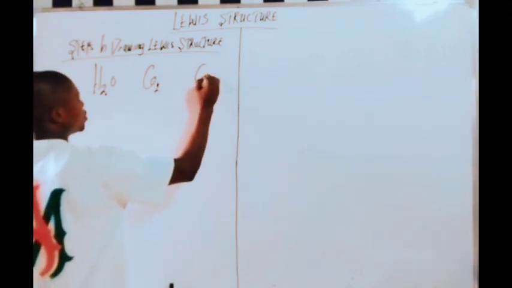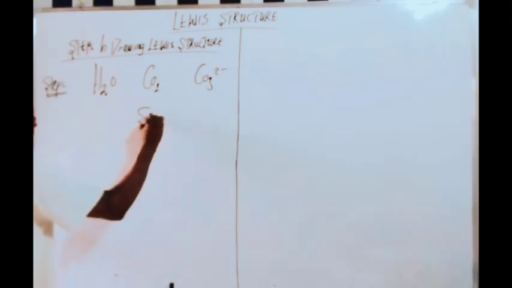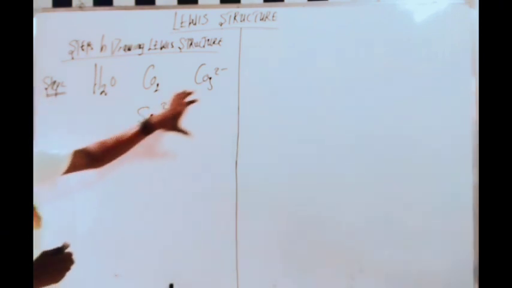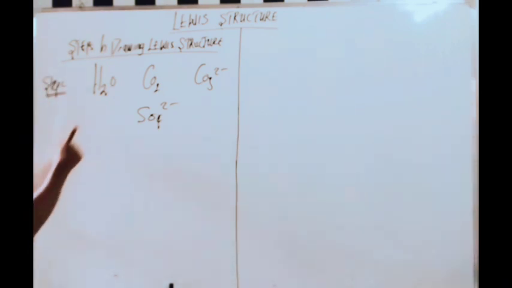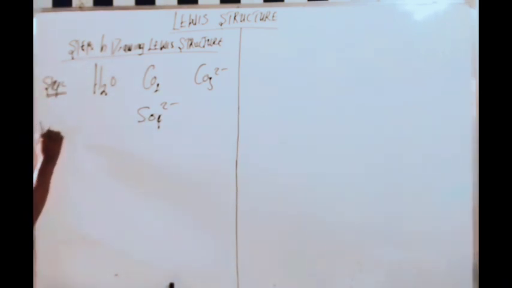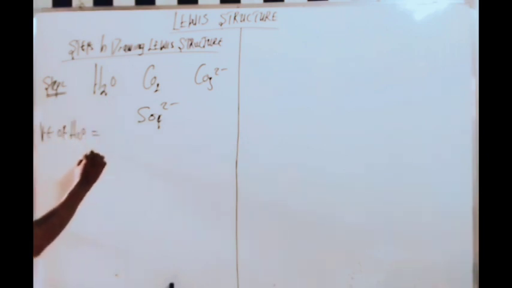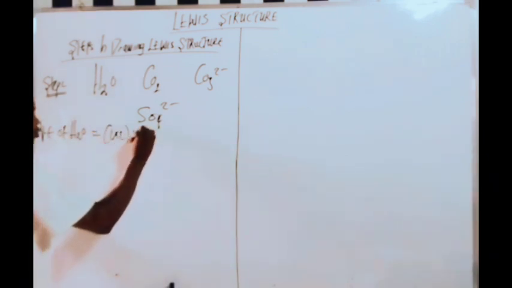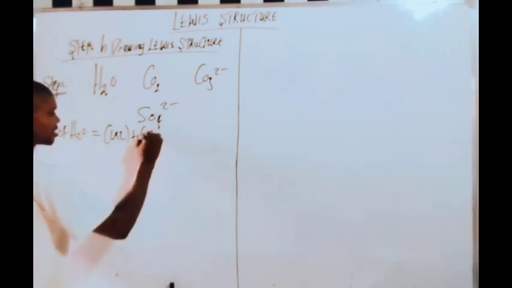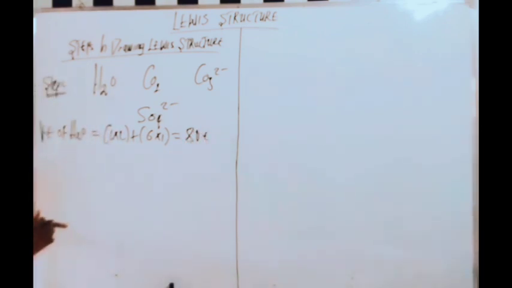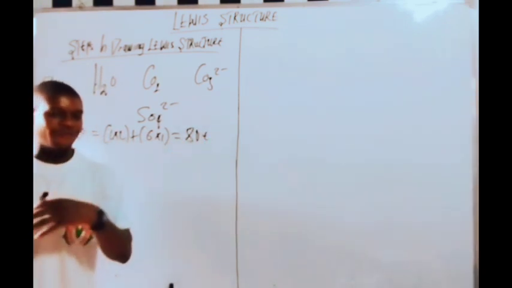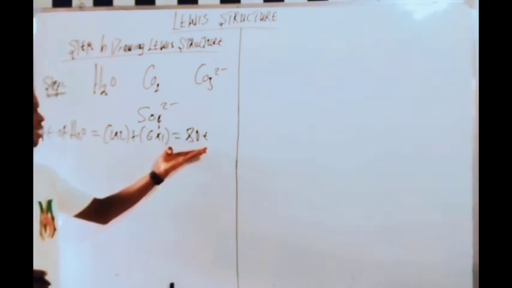So now you want to look at H2O, CO2, CO3 2 minus, and SO4 2 minus. You want to draw the skeleton of all these ones here. Very important. So remember, let's calculate the valence electron. The valence electron of H2O is 1 times 2 plus 6 times 1, which gives 8 valence electrons. So step by step, the first thing is to calculate the valence electron. The valence electron is 8.